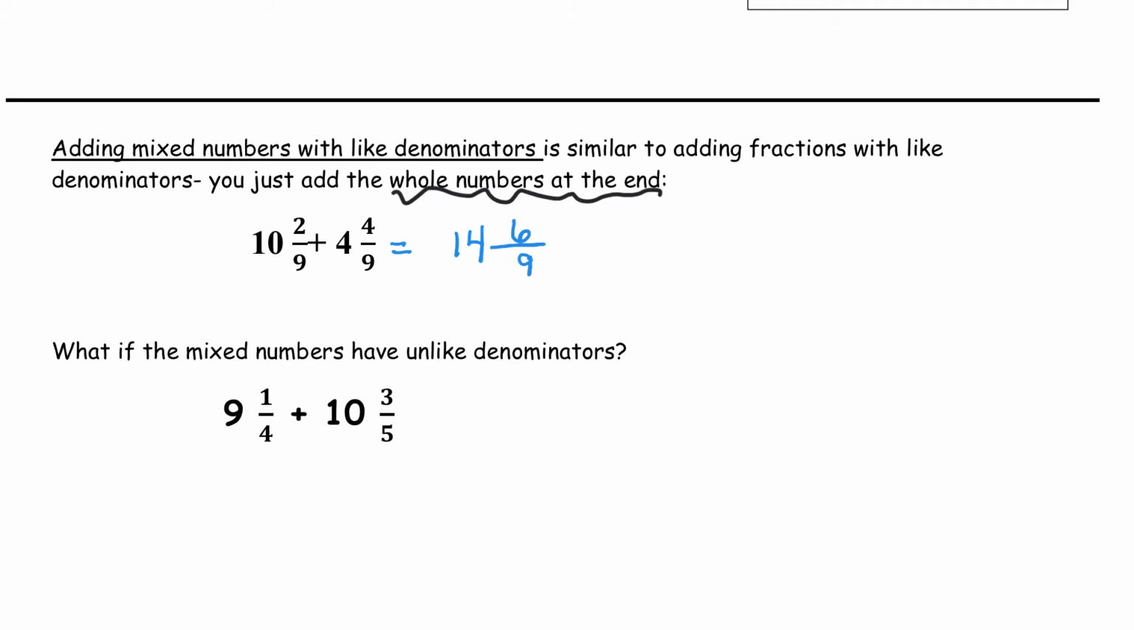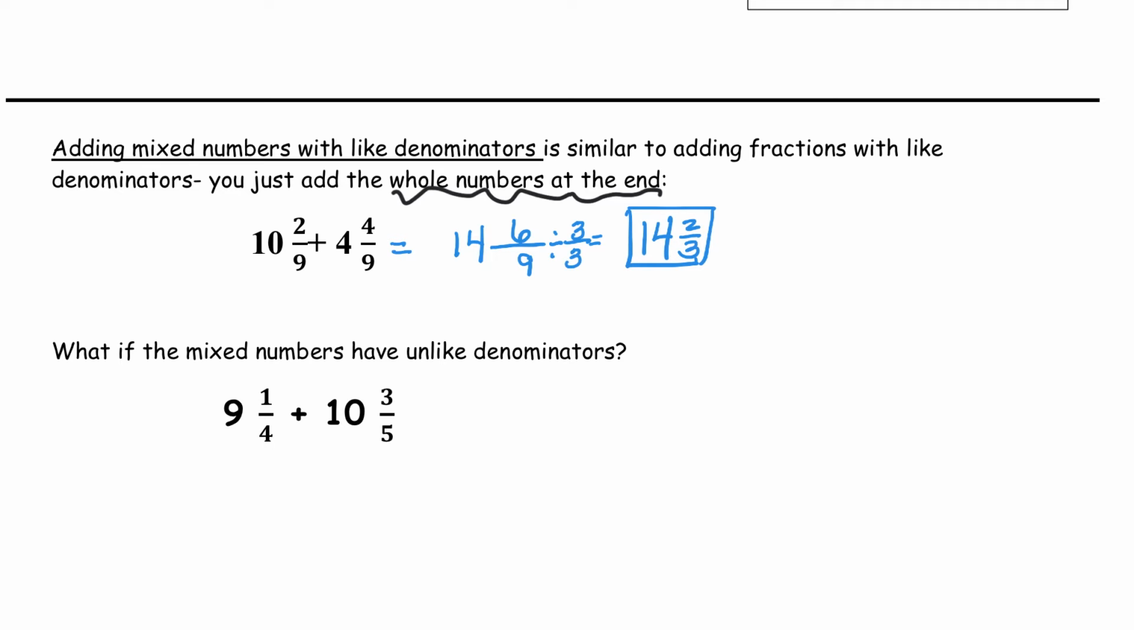But we can simplify that. What is the greatest common factor of 6 and 9? Well, in order to simplify that, we have to find the biggest number that can go into both 6 and 9, and that would be which number? Right, it would be 3. So we're going to simplify and divide the numerator and denominator by 3. So that will get us a final total of 14 and 2/3. Okay, and there you have your answer.